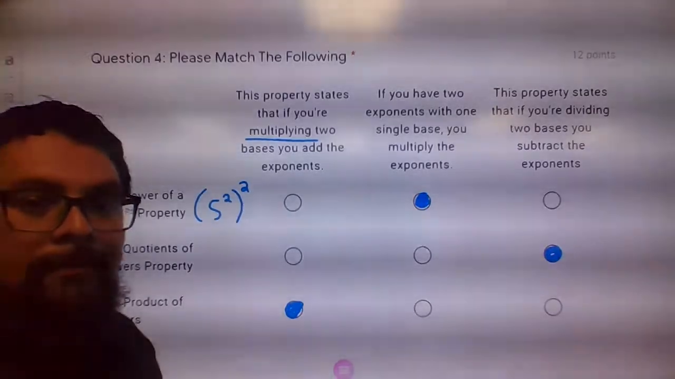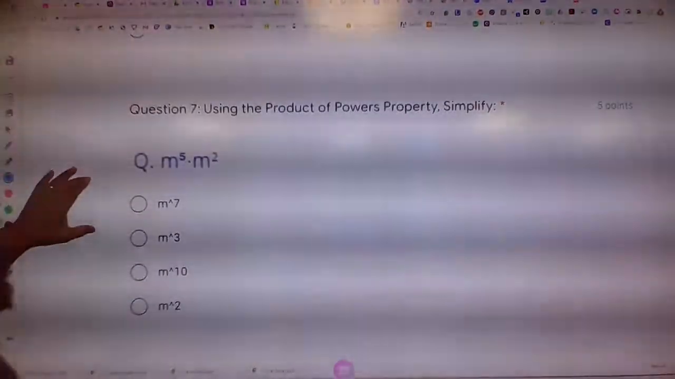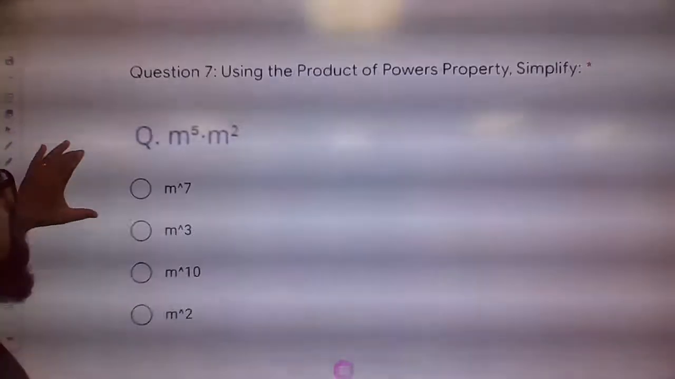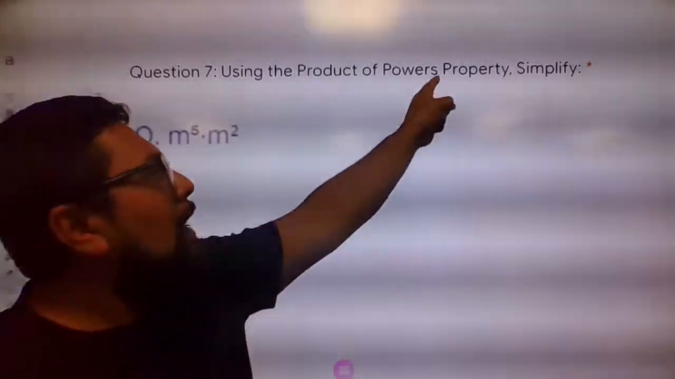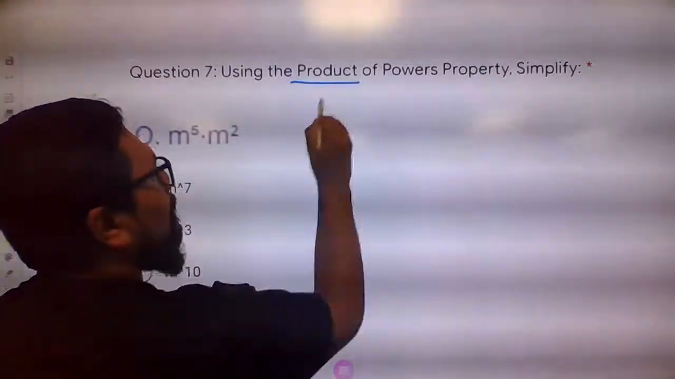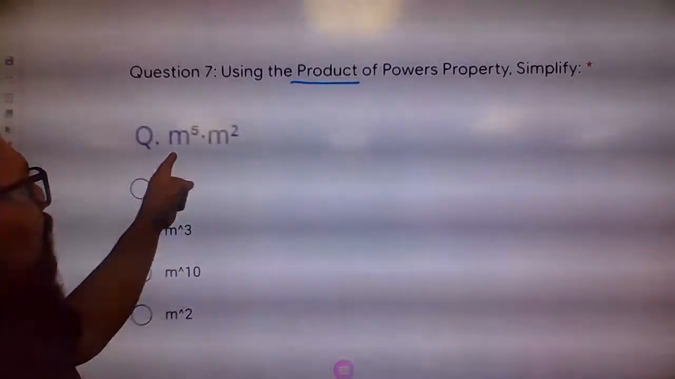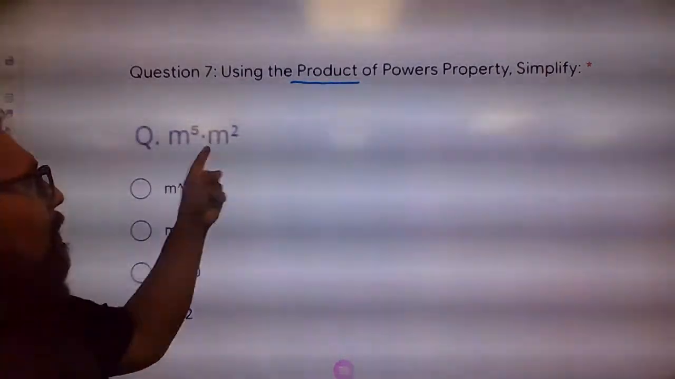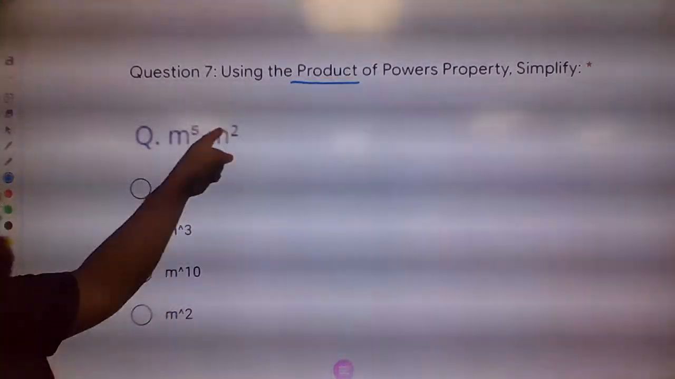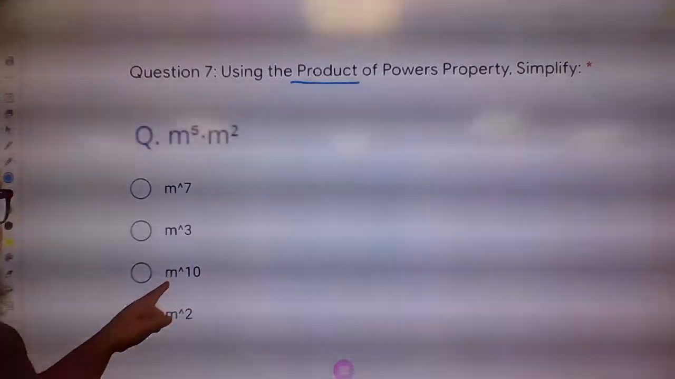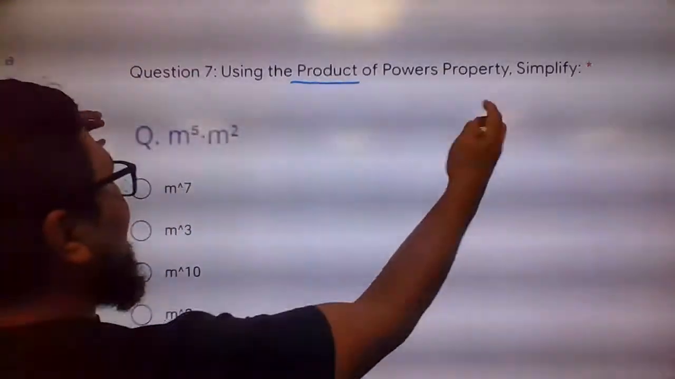All right, the next one we're going to do is question number 7. It states that we have to use the product of powers property, which means when you multiply them. So you have to multiply m to the 5th times m squared. A lot of people multiplied these and got 10. That's wrong. One way to solve this is to expand it.